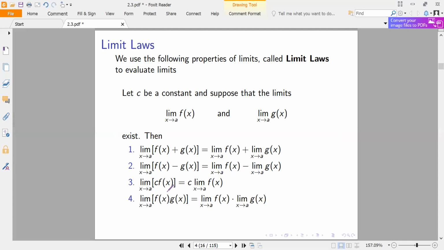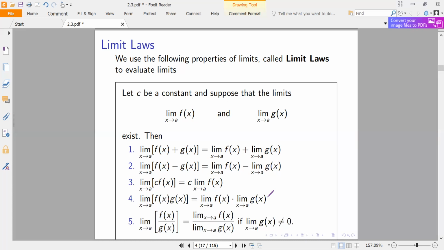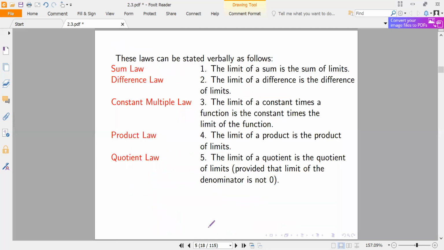And same thing with the product. The limit of the product of f times g is the same thing as the limit of f of x times the limit of g. Lastly, the limit of f of x over g of x is the same thing as the limit as x approaches a of f of x, all over the limit as x approaches a of g of x. But this can only happen if the limit of g of x is not equal to 0, because otherwise you're going to have 0 in the denominator, and that is undefined.